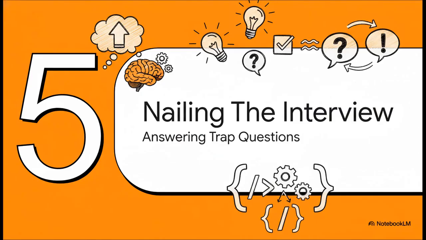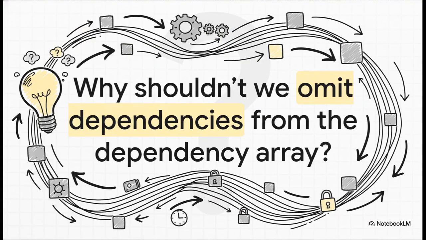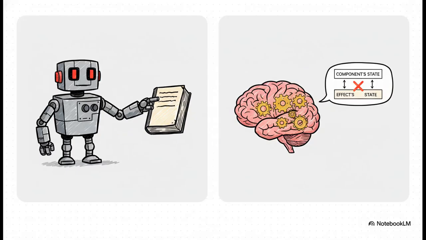All right, let's make this really practical. How can this whole synchronization mindset help you ace those tricky interview questions that everybody loves to ask? Here's a classic trap. They're not just testing if you know the rule, they want to see if you actually understand why the rule exists. Now, a weak answer is something like, because the linter tells you to. But a strong answer using our new model sounds like this.